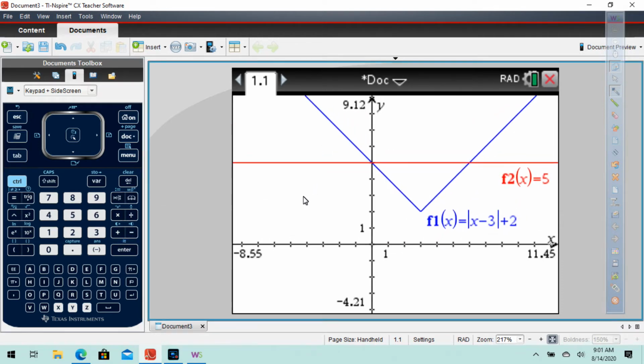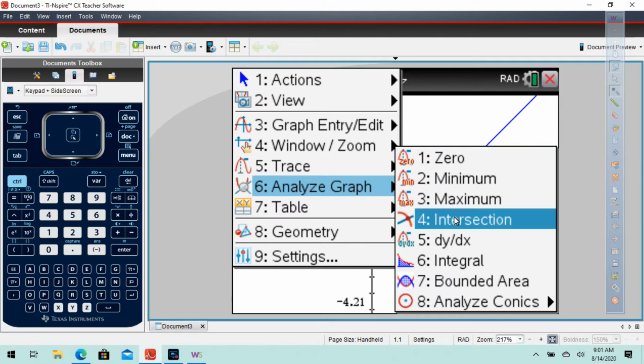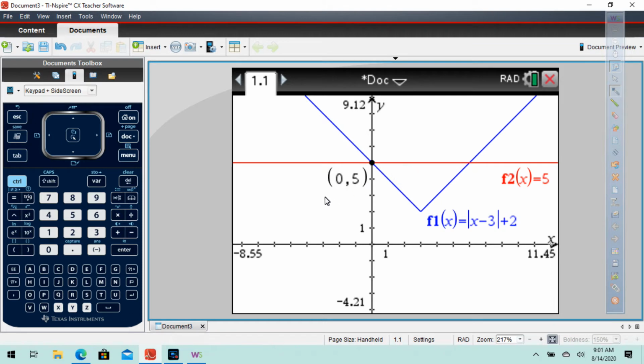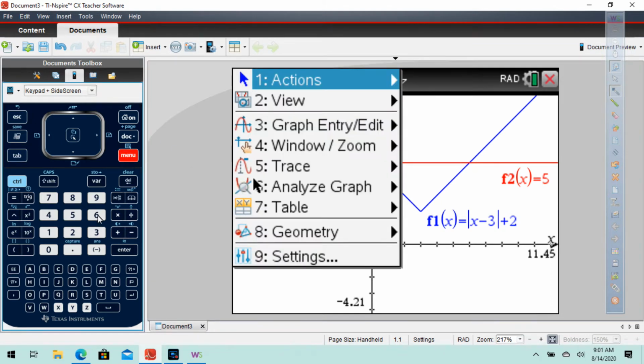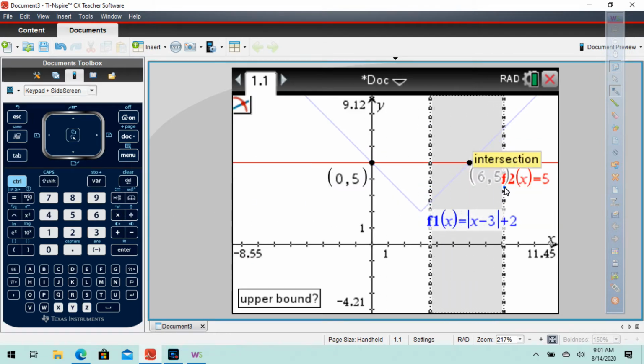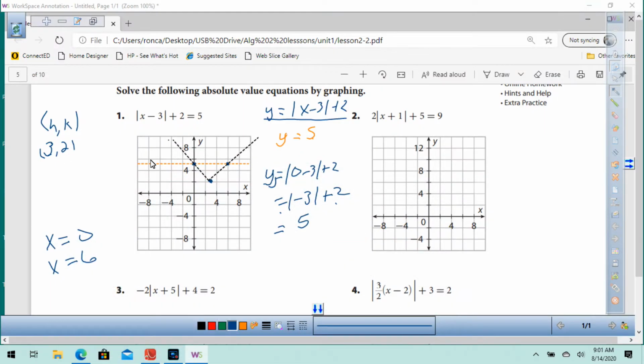And there it is. Okay, we need to find these two spots. Might be a little bit difficult on the calculator. Let's see, menu, 6 for analyze graph, 4 for intersection. Let's set the screen, 0, 5, good. Menu, 6, 4. We'll set the screen, and I can show you how to do this in class. There you go. So 0, 5, and 6, 5, which is what we got here. Okay? Good deal. That's how you do it on the Inspire.